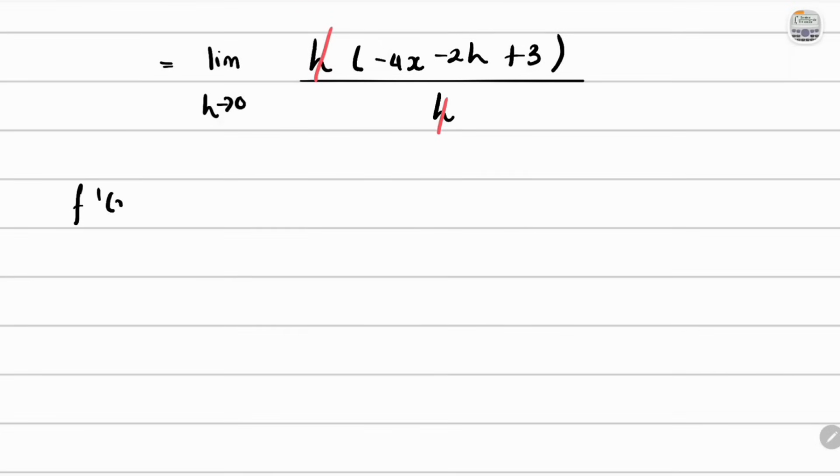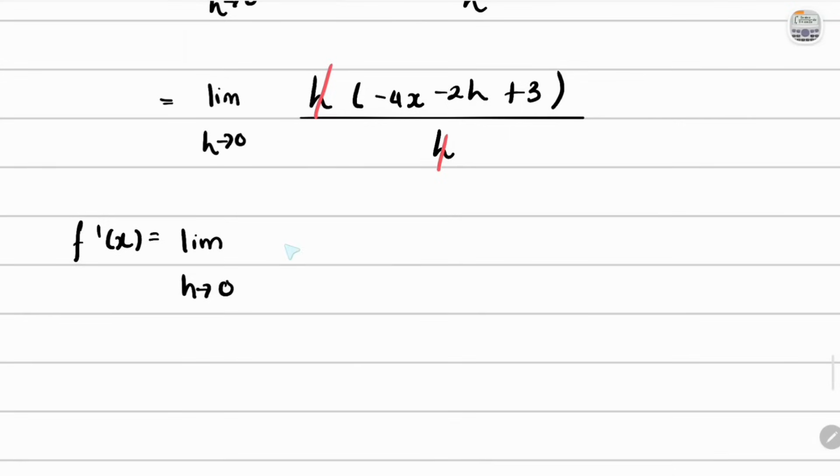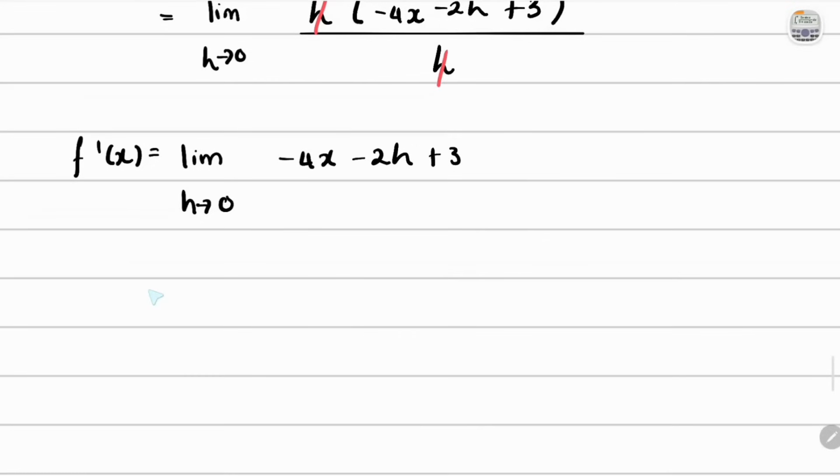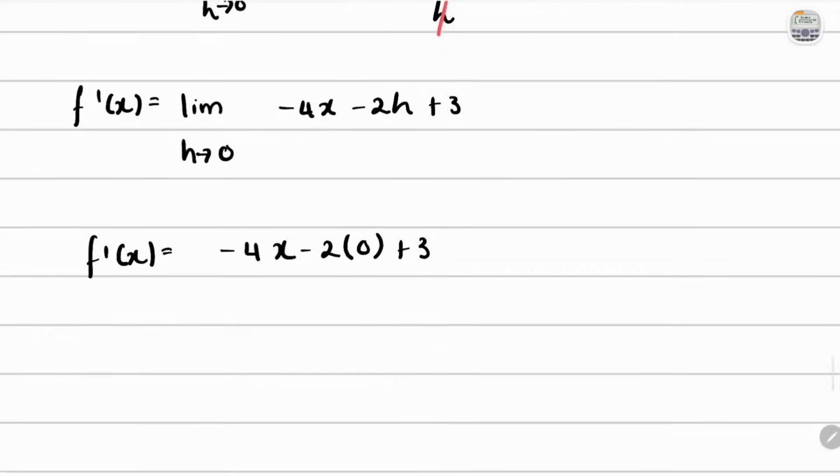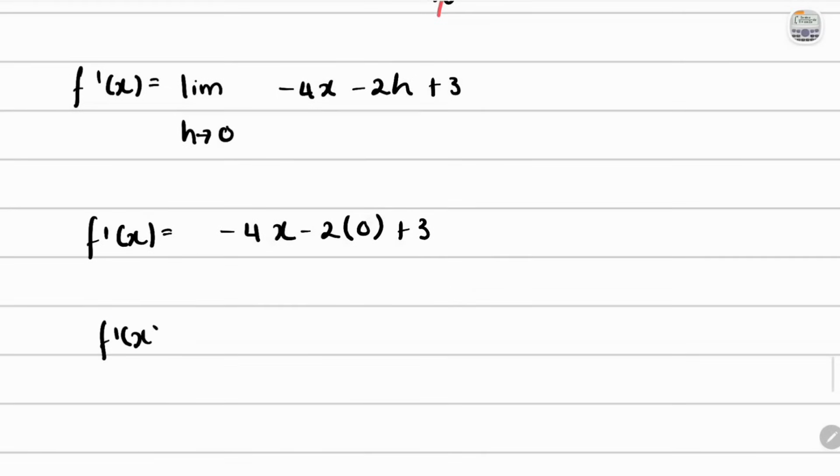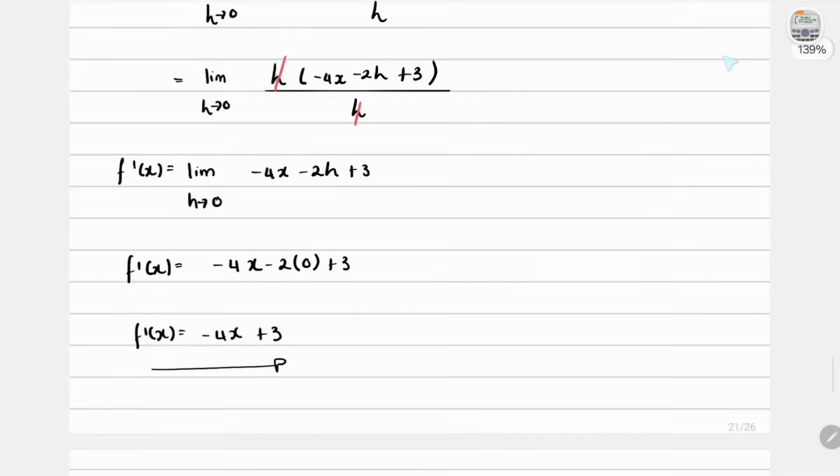And finally, we can just go ahead and substitute at this point. Then f prime of x is equal to, let's just write it one more time, the limit as h approaches 0, and we have negative 4x minus 2h plus 3. And now in place of h, we can substitute 0. So f prime of x is finally equal to negative 4x minus 2 times 0 plus 3, which is simply just equal to negative 4x plus 3. And that is our answer.